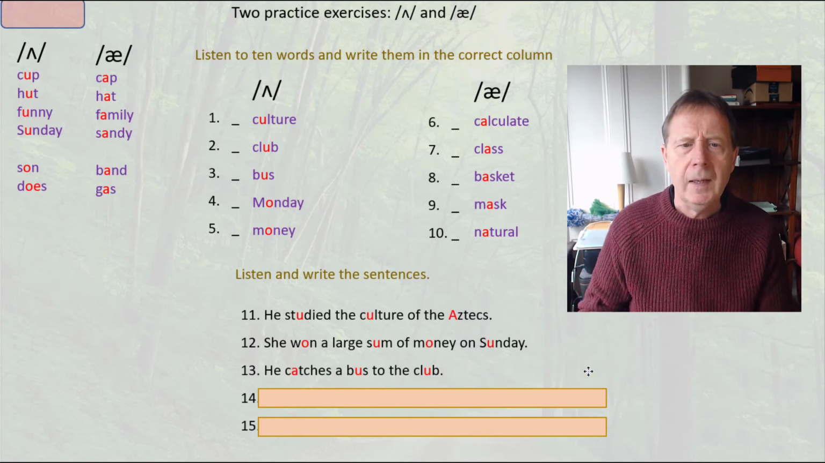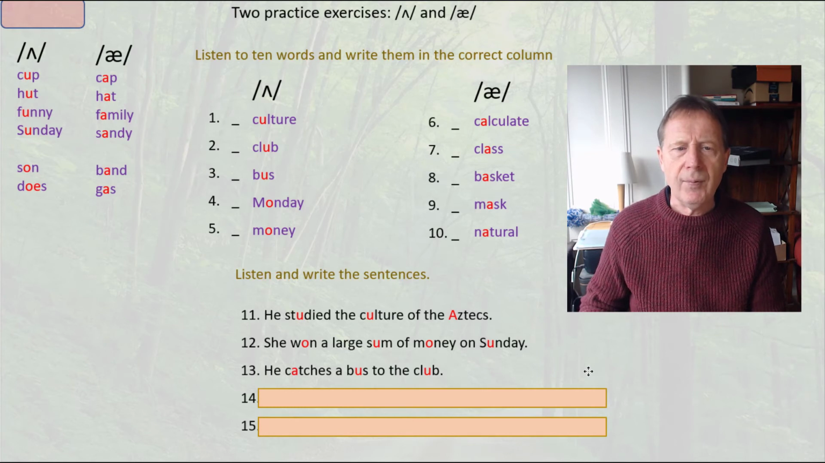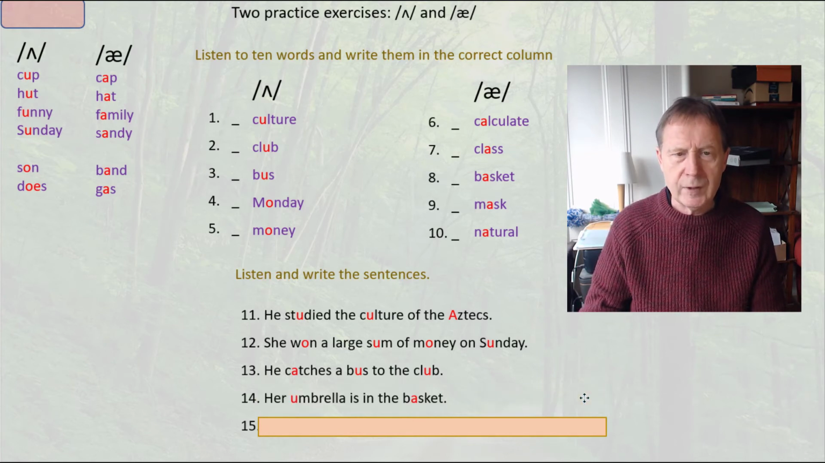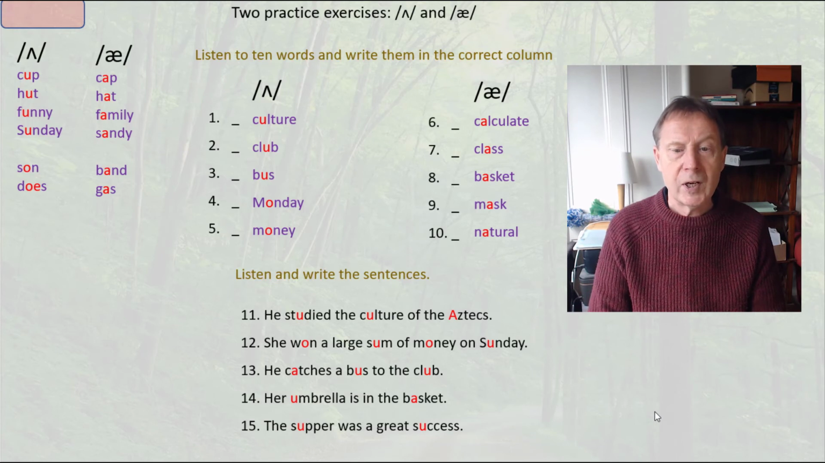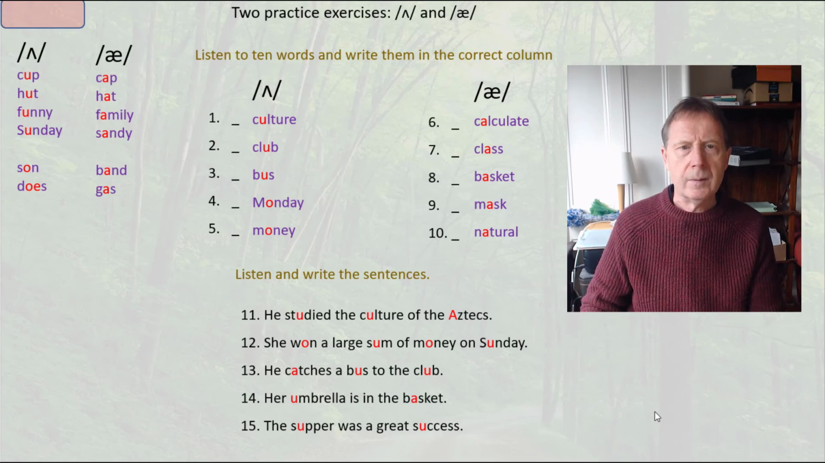13, he catches a bus to the club. 14, her umbrella is in the basket. 15, the supper was a great success. So there we have the spelling U for both of these words.